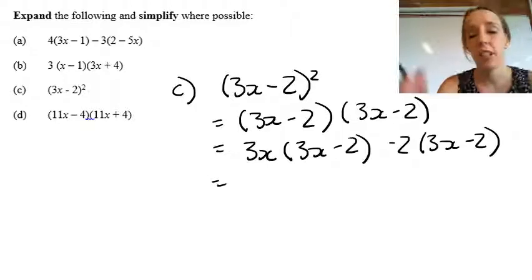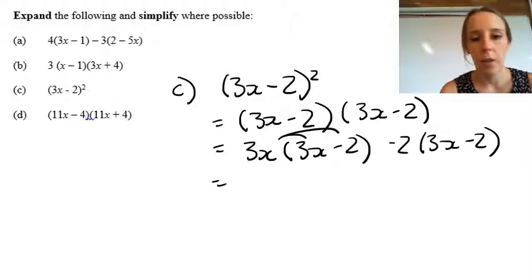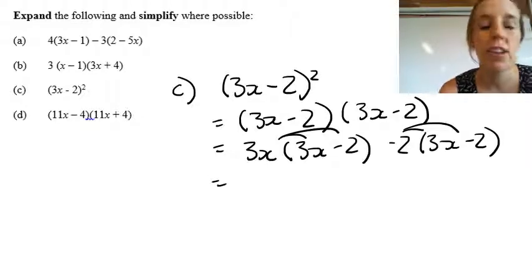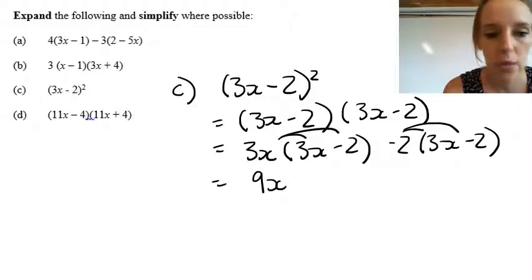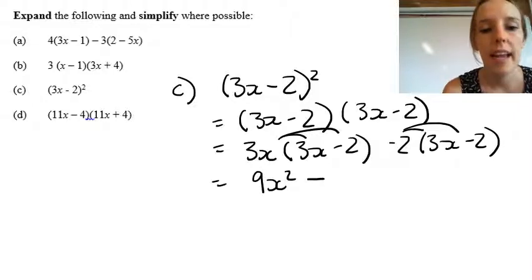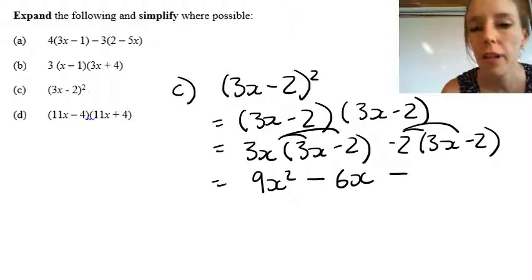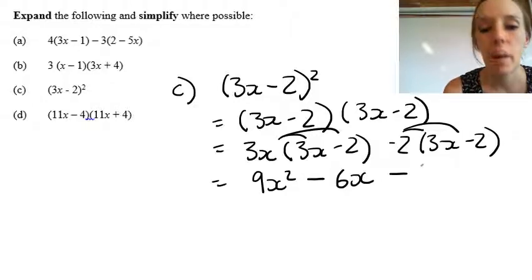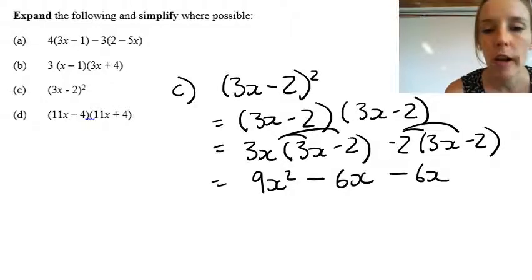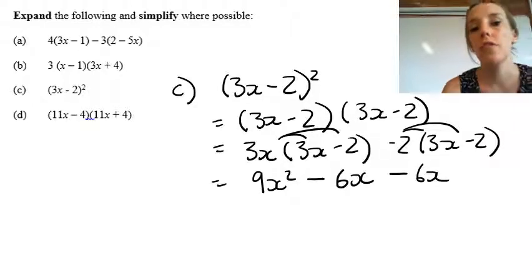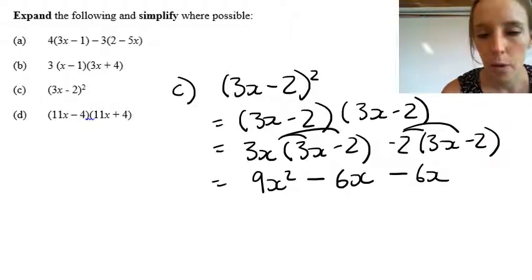So from there, I can just expand my brackets like I normally would, like so. So 3x times 3x is going to give me 9x squared. Take 2 times 3x is going to be 6x. Again, it's that takeaway, so it's a little bit tricky. So I'm taking away 2 times 3x, which is going to be taking away 6x, and I'm taking away 2 times -2, which is going to give me plus 4 there.